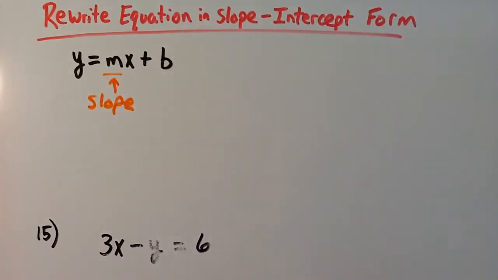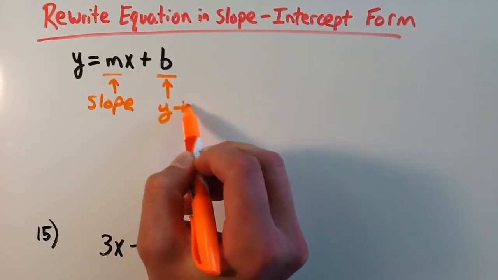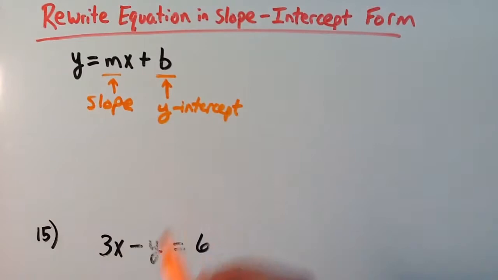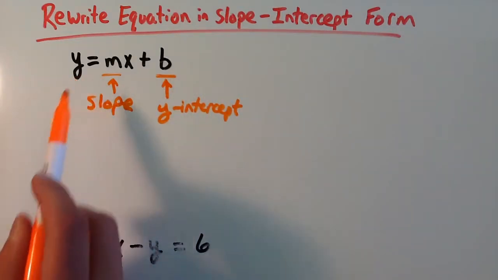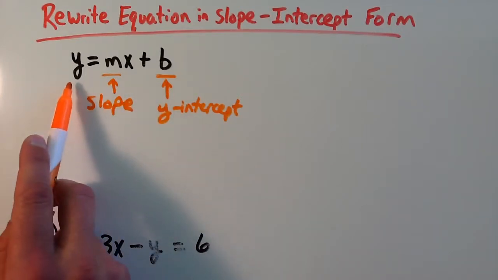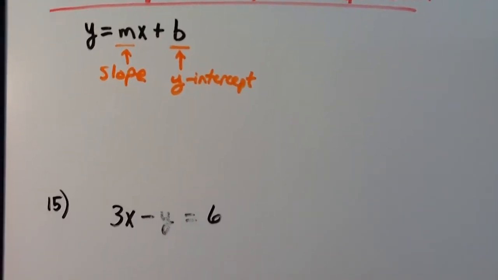That is the slope. B represents the y-intercept. It is where the line crosses the y-axis. As you can tell, in slope-intercept form, we have essentially solved the equation for y. Y is on one side, everything else is on the other side. That is our goal when rewriting an equation in slope-intercept form. So let's look at a few examples here.